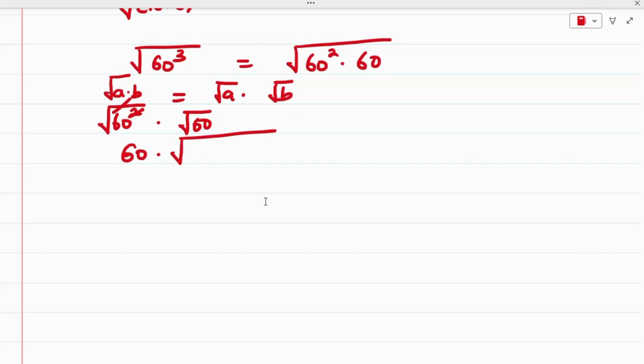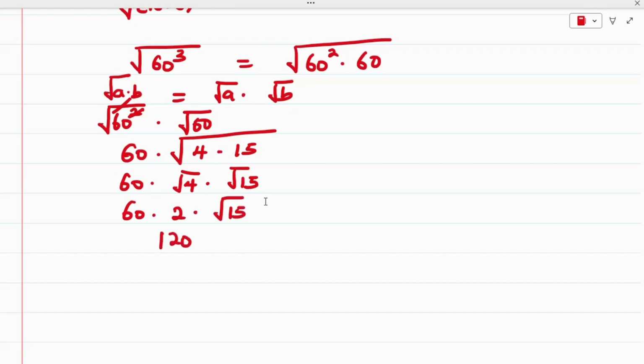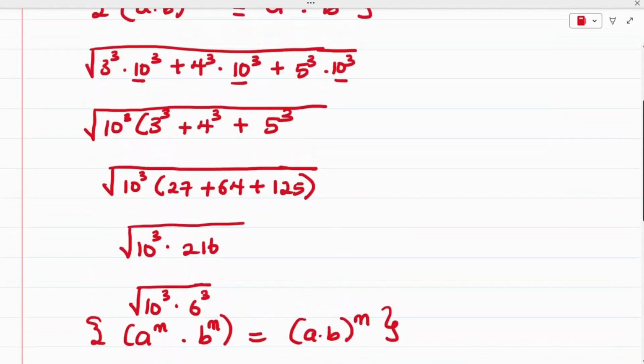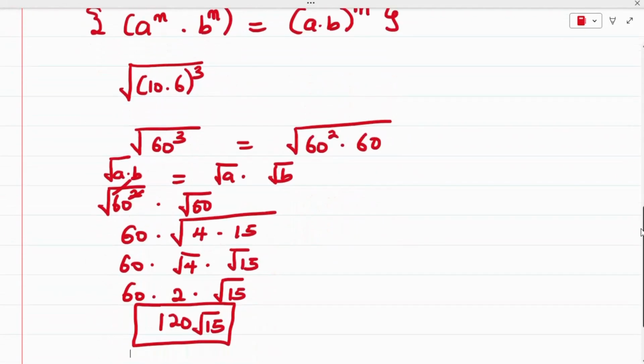Now the square root of 60 can be expressed as 4 multiply 15. So we have 60 multiply the root of 4 multiply the root of 15. So 60 multiply the root of 4, which is 2, multiply the root of 15. So 60 multiply 2 is 120 multiply the root of 15. So this becomes the final answer. So guys, this is the first method that you can use to solve this nice square root problem.